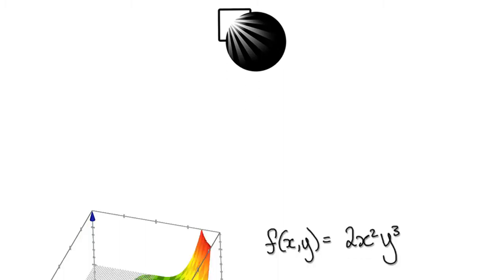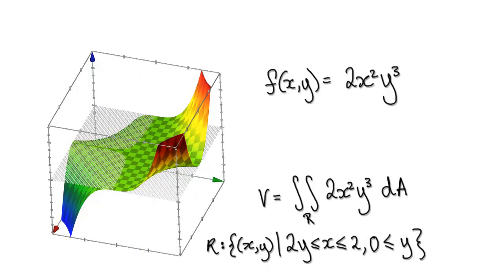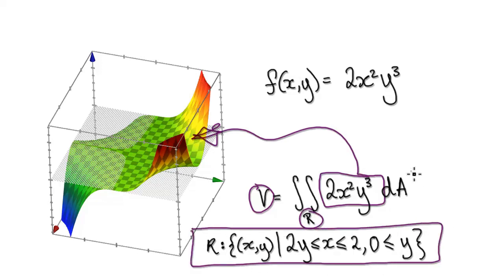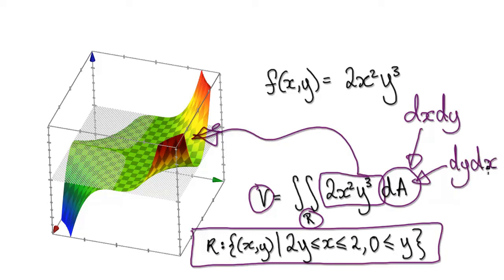Okay, let's give you guys an example of double integration. So our job is to work out the volume underneath this surface within this specified region. So this dA here, we can imagine as being dx times dy, or we can imagine as dy by dx. It really doesn't matter. It will be the same thing.